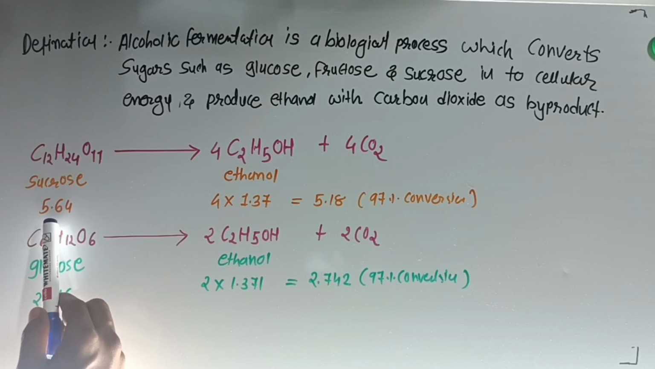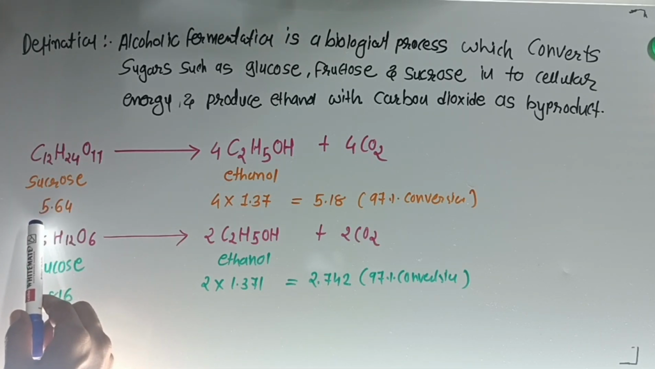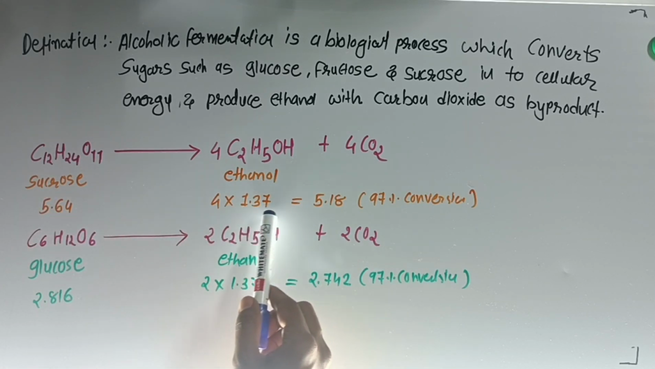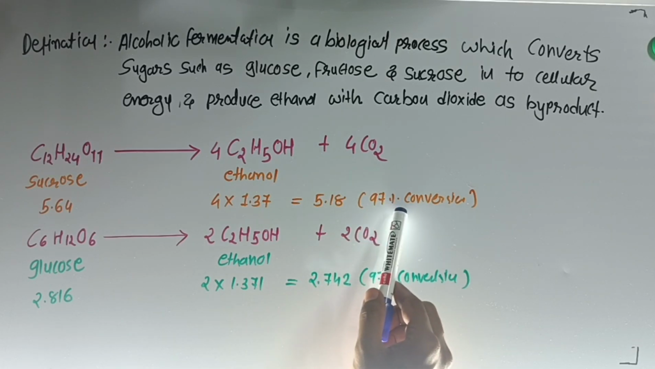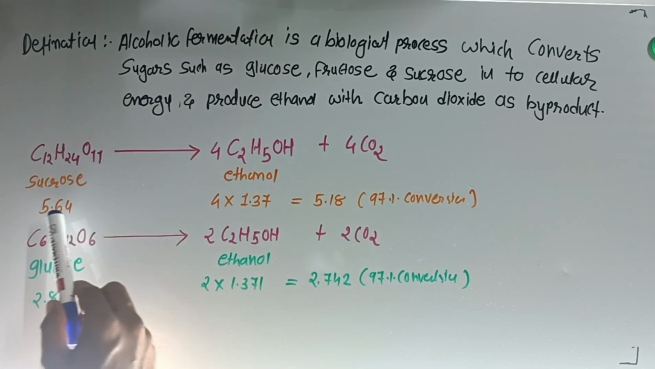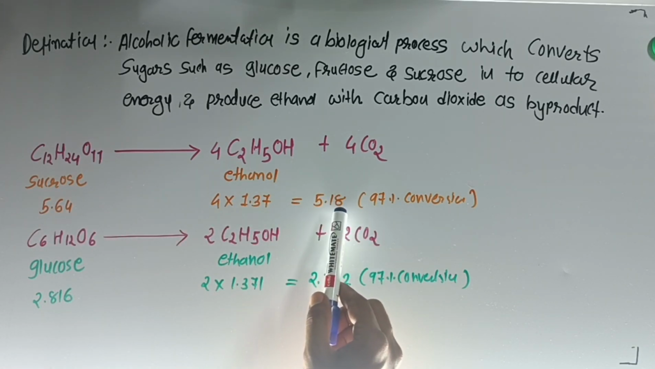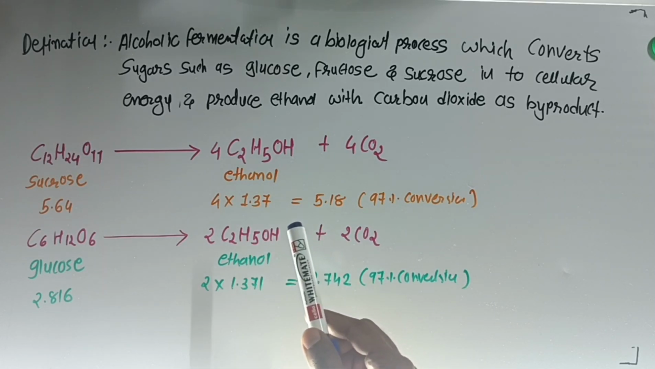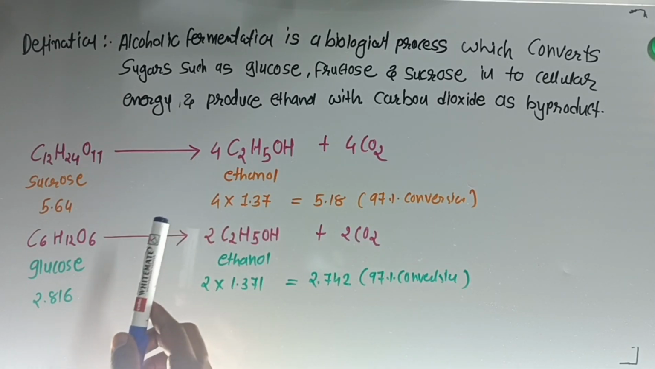Here the number 5.64 is the amount when we take sucrose, and after the process we get 5.18. That means a 97% conversion. We take 5.64 and we get 5.18, so that is 97% conversion, or the efficiency of this process.